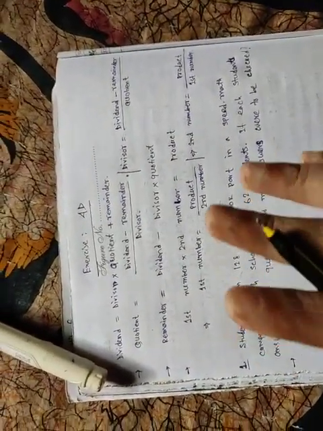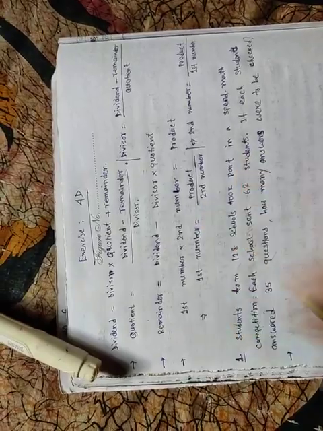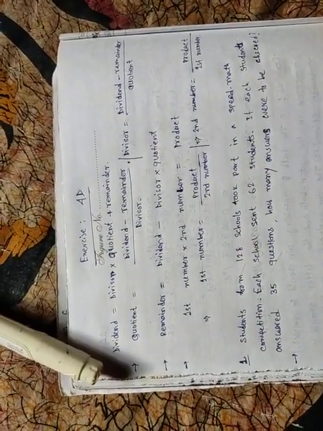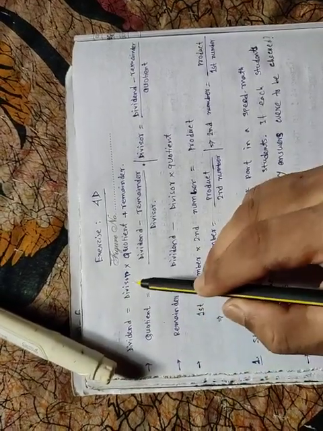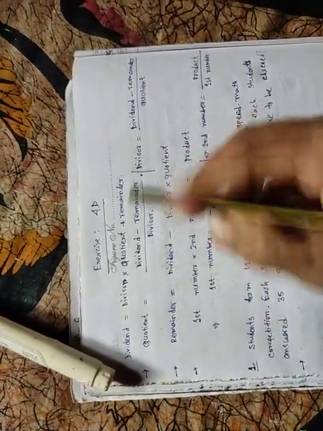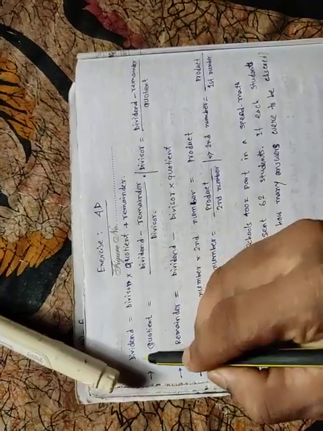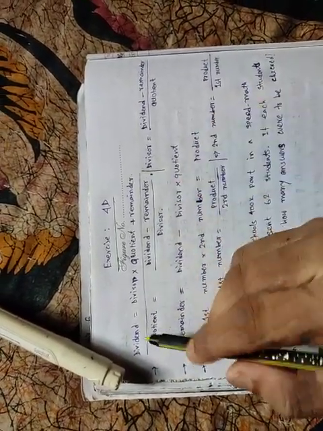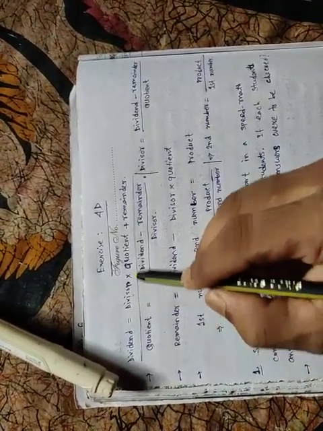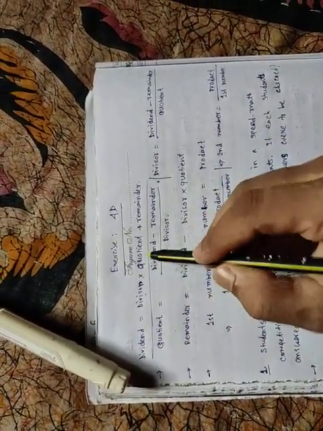Before doing some maths of the exercise, I will give you some formula. That formula you have already known about, but I am just reminding you. Dividend is equal to divisor into quotient plus remainder, right? I think you have already read this formula. Dividend is equal to divisor into quotient plus remainder.